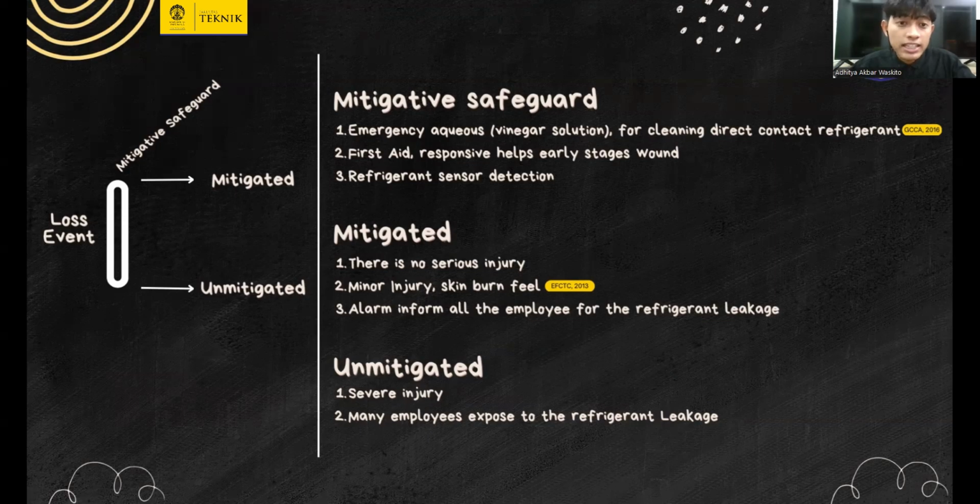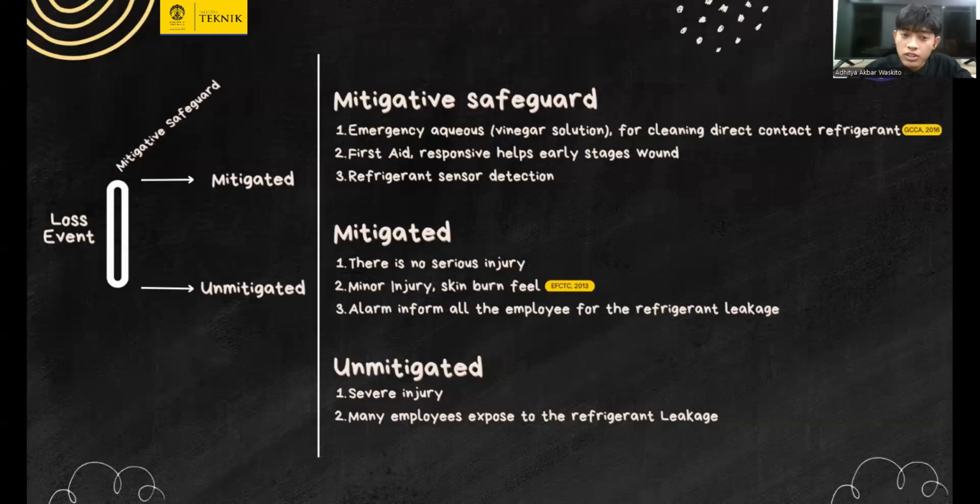And secondly, we have first aid. We have to have first aid. It helps the employee to reduce early stage wounds. And the third is refrigerant sensor detection. So if the mitigative safeguards run well, it will lead to the mitigated result.